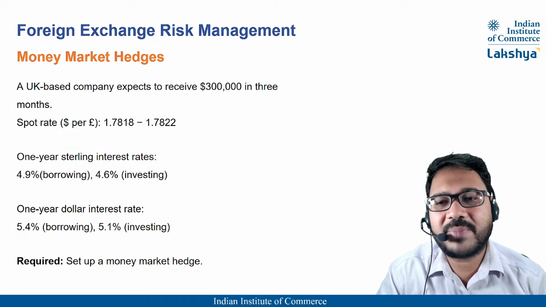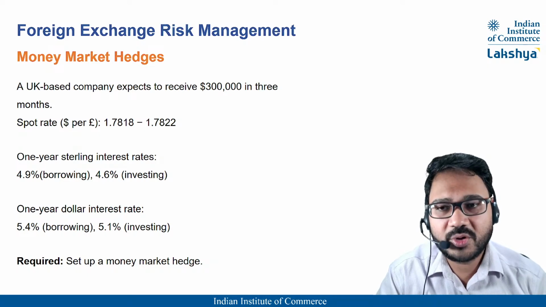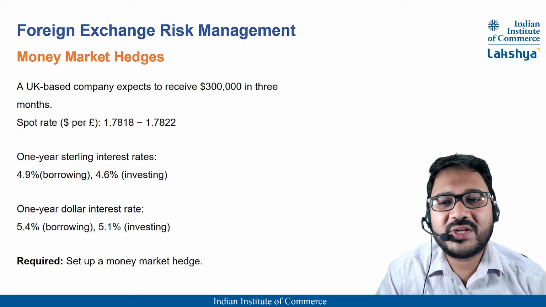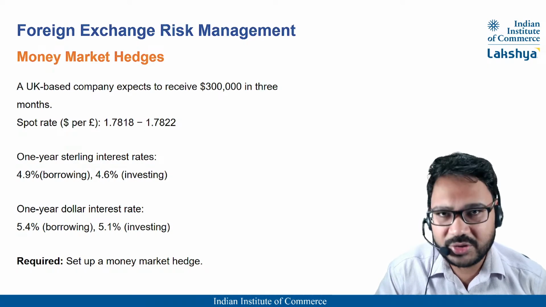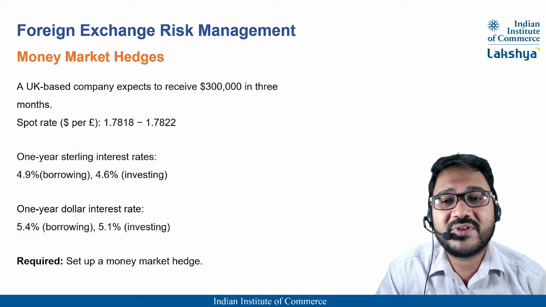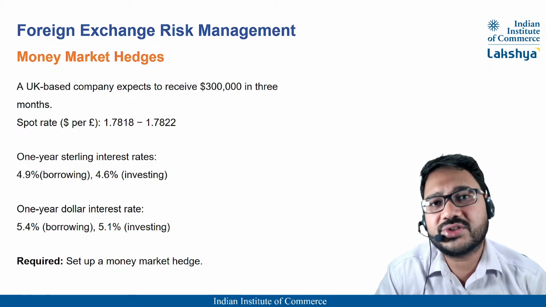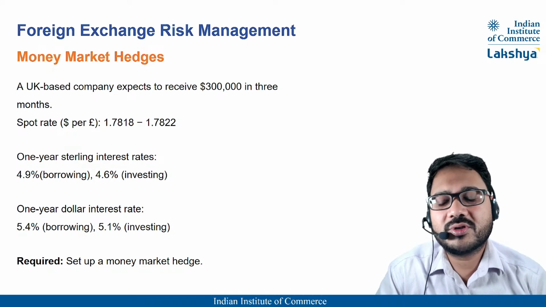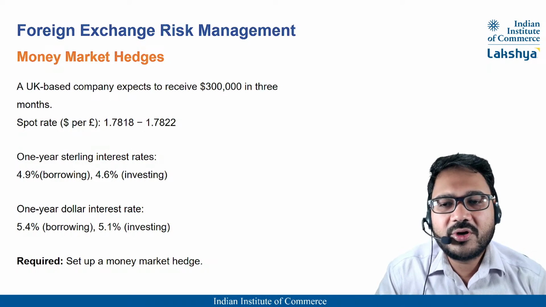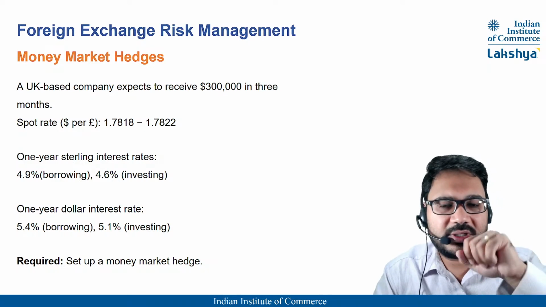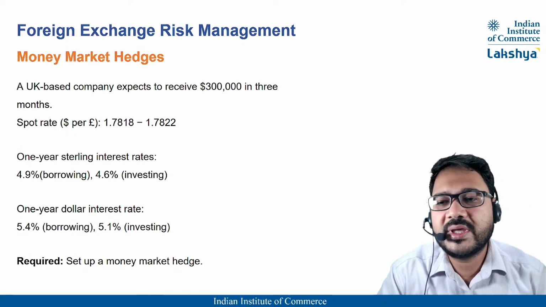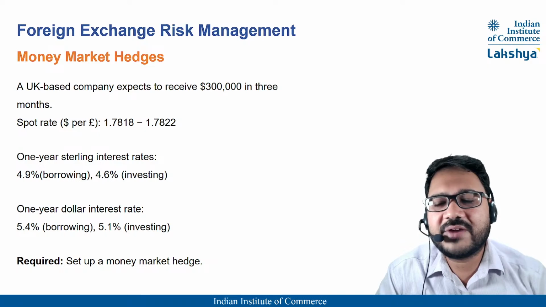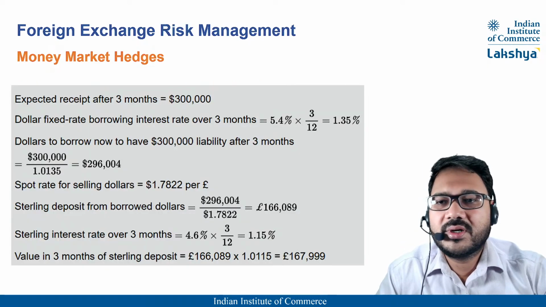So, for every 1 pound that the bank gives you, will it take 1.7818 or 1.7822? Obviously, it's going to take a little more from you, right? So, it's going to take $1.7822 and in return just give you 1 pound. Okay, so the relevant spot rate for us is 1.7822. At this spot rate, we shall convert our dollars into pounds and then invest in the UK at 4.9%, right?